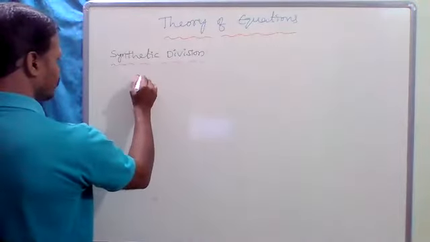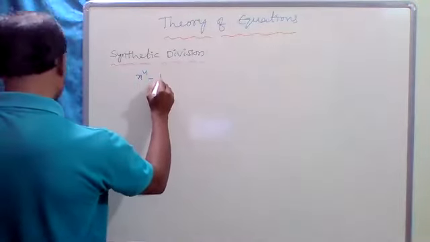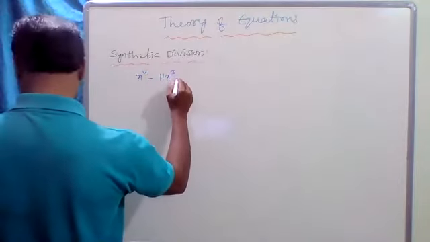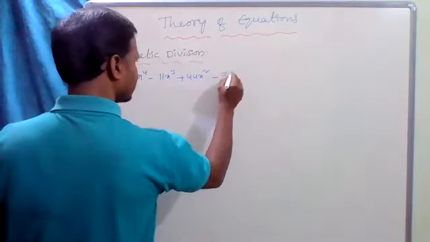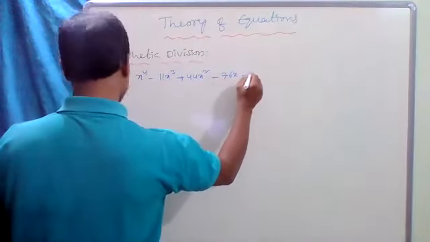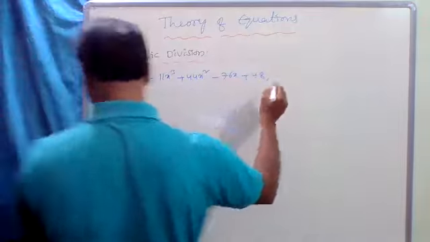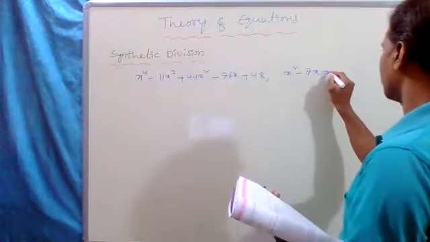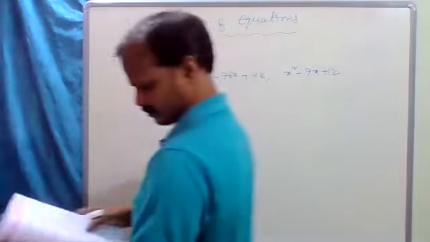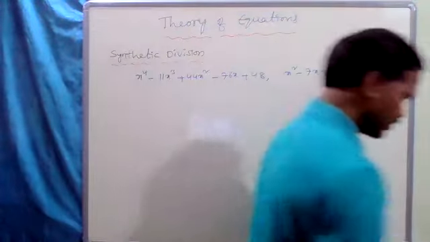X power 4 minus 11x cube plus 44x square minus 76x plus 48 is divisible by x square minus 7x plus 12. Okay, so this is the problem.